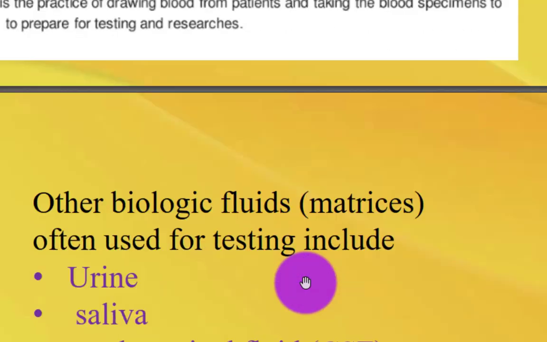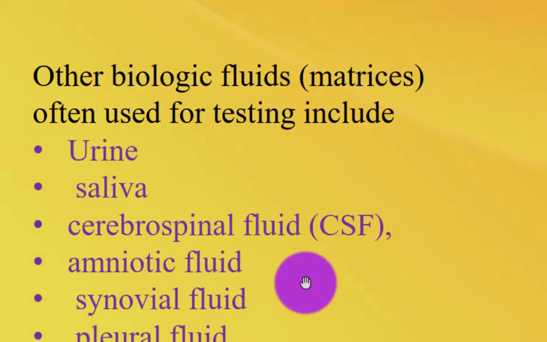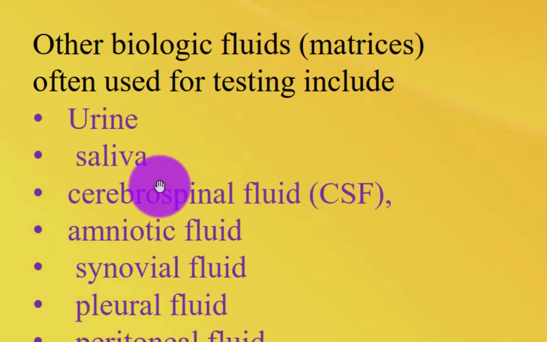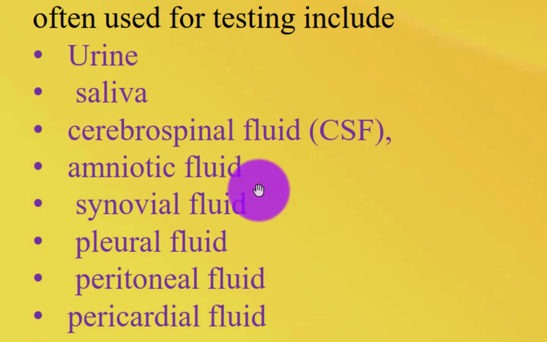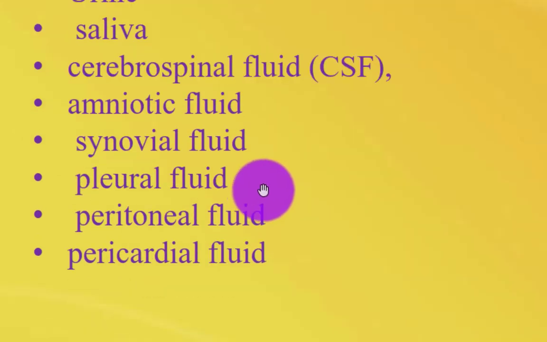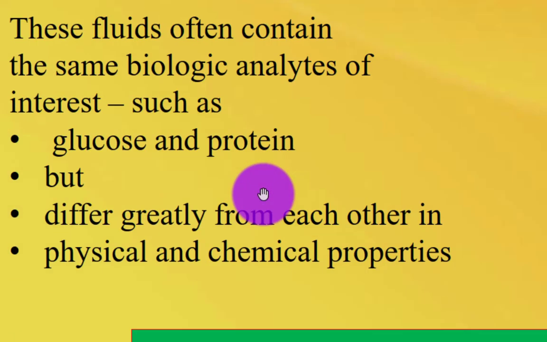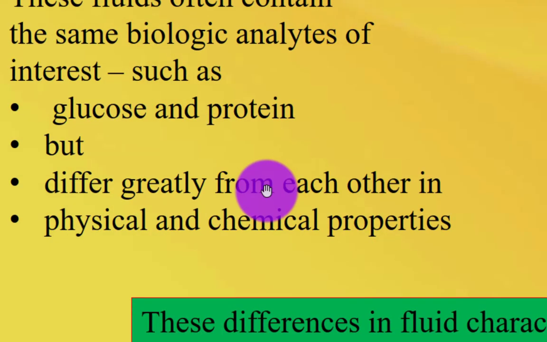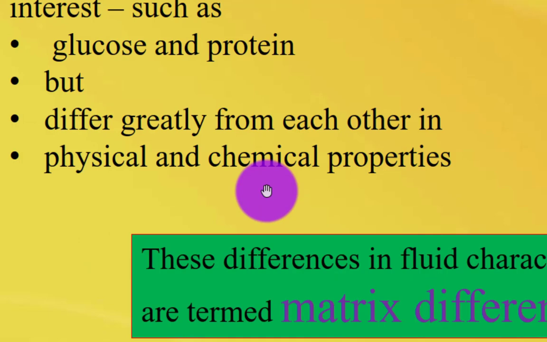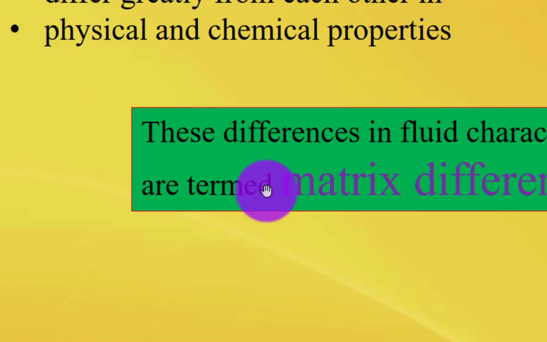Other biological fluid matrices often used for testing include urine, saliva, cerebrospinal fluid, amniotic fluid, synovial fluid, pleural fluid, peritoneal fluid, pericardial fluid. These fluids often contain the same biological analytes of interest, such as glucose and protein, but differ greatly from each other in physical and chemical properties. These differences in fluid characteristics are termed matrix differences.